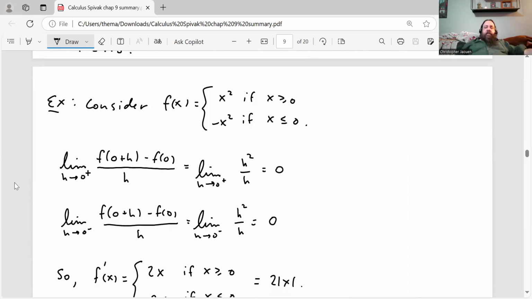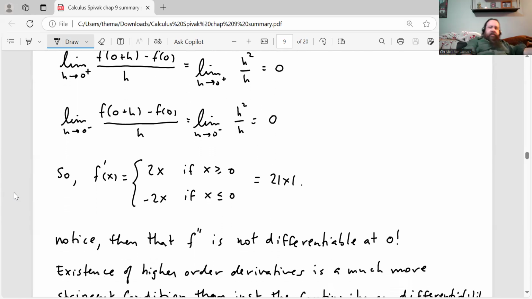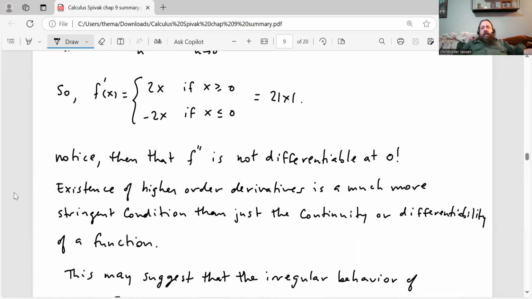All right, let's take a look at another interesting piecewise function. Define f of x to be x squared if x is greater than or equal to 0, and negative x squared if x is less than or equal to 0. If you take the derivative at 0, notice that you get 0. So this function is differentiable at 0, and it's differentiable everywhere else because we already know that the derivative of x squared is 2x. So f prime is 2x if x is greater than or equal to 0, and negative 2x if x is less than or equal to 0. A shorthand way of writing that is 2 times the absolute value of x. And here, notice that f double prime does not exist at 0, because the absolute value of x is not differentiable at 0.